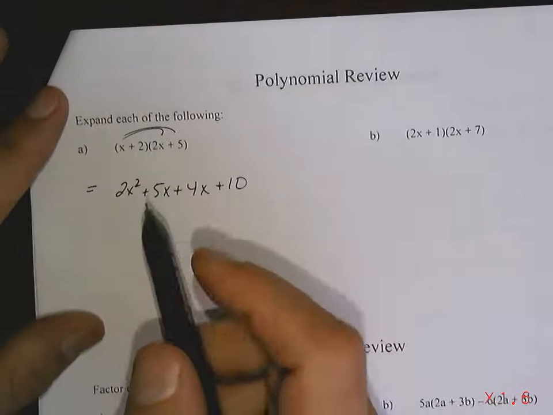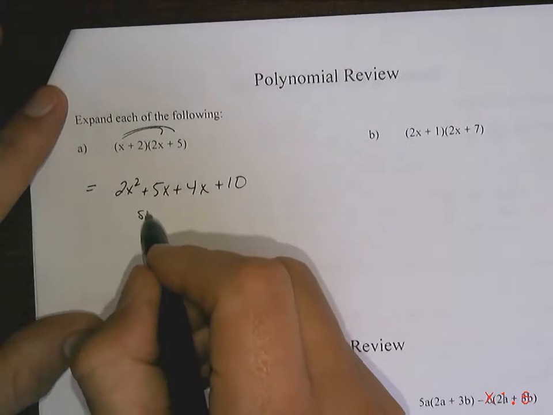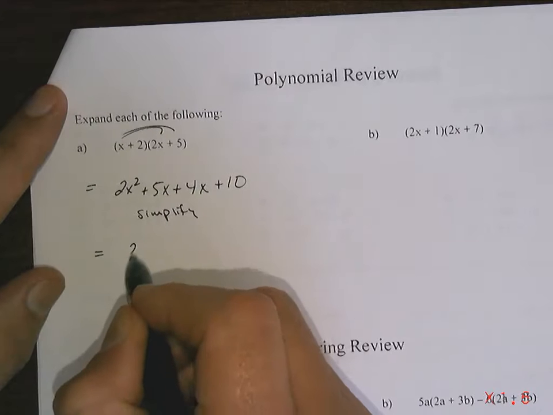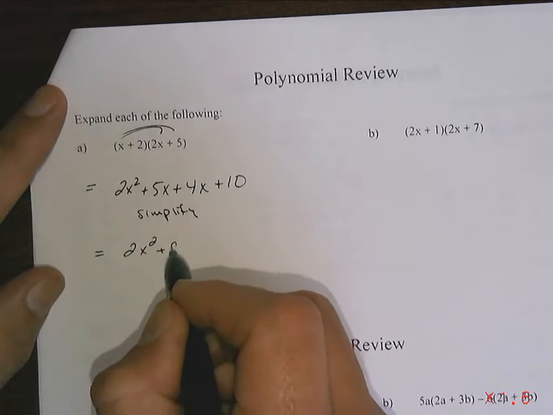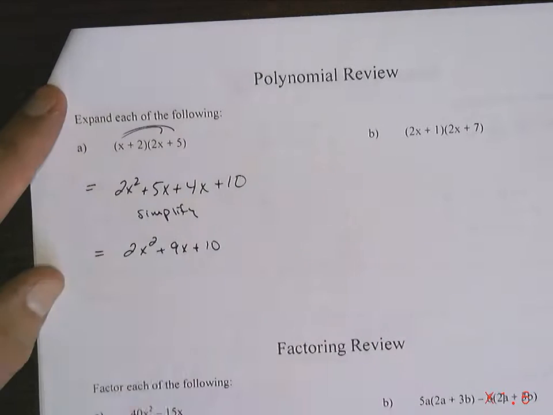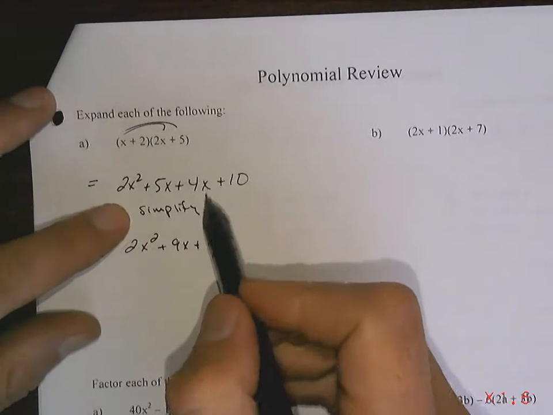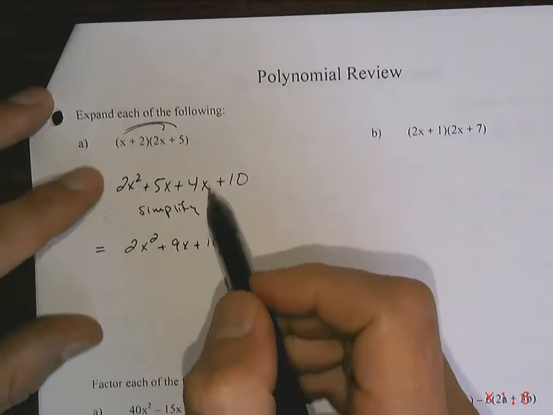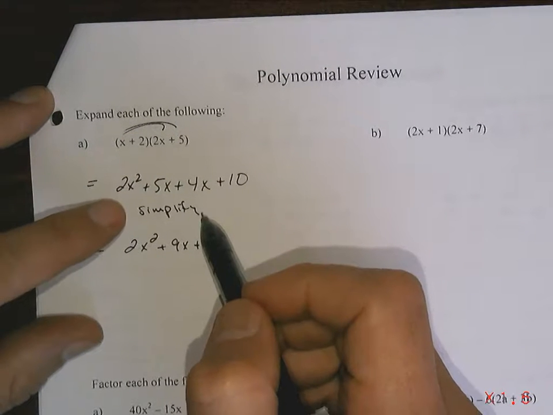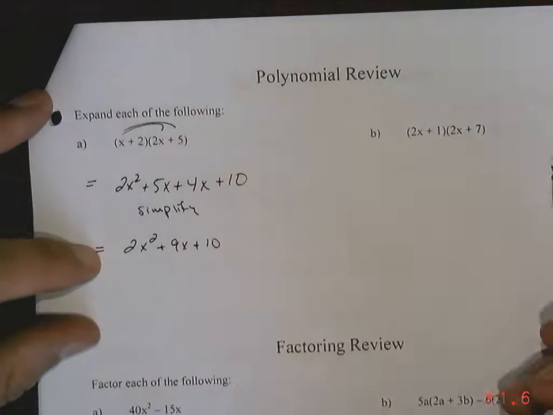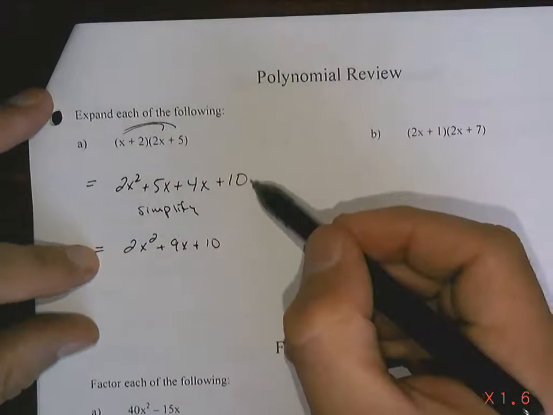I'm going to stop. Now, had they also asked to simplify, then we would have collected like terms. And there we go. So expanding is just the distributive property. Simplify means to expand and collect like terms. So if they just said simplify, you'd come all the way down here. And if they just say expand, you can stop here.